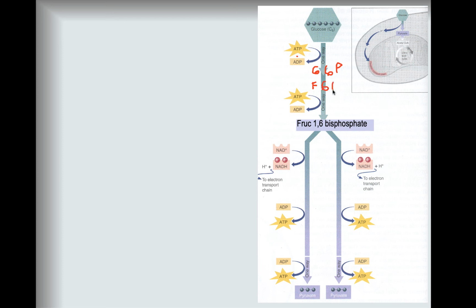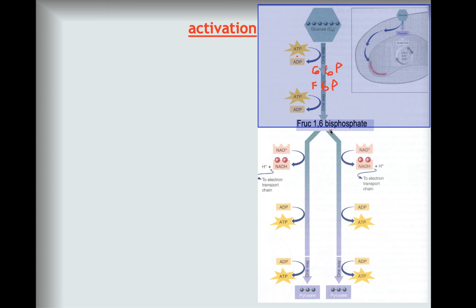Well, then as you can see here, we're going to do chemical work again, and add a second phosphate. Well, got to hydrolyze a second ATP, and that gets us to fructose 1,6-bisphosphate. Oh, there you go. And what we've done here is bump up the energy level. So fructose 1,6-bisphosphate has more energy than glucose has. And so for that reason, we refer to this initial part of glycolysis as activation.